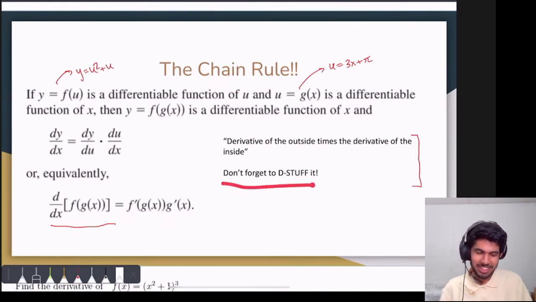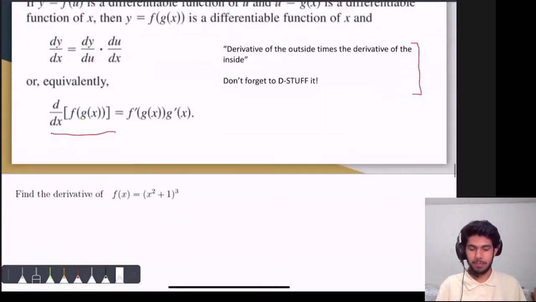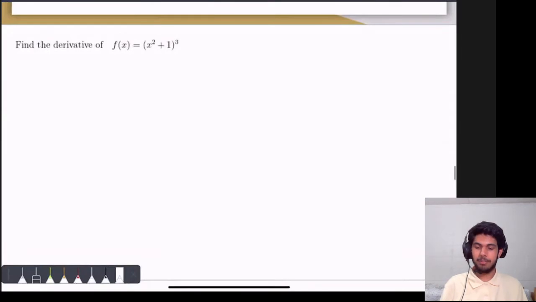An important thing here is don't forget to de-stuff it. Stuff is just whatever is inside our function. It might be a little confusing as to what inside means, but we'll see it in an example. The stuff is what's inside, and D means to take the derivative. So don't forget to de-stuff it. Take the derivative of the stuff. It might be a little confusing, but let's clear it up with an example. Find the derivative of f of x equals x squared plus 1 to the power of 3.